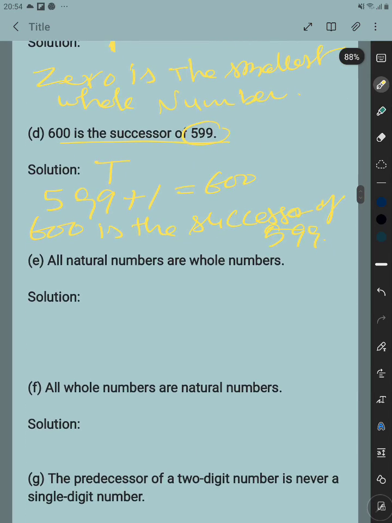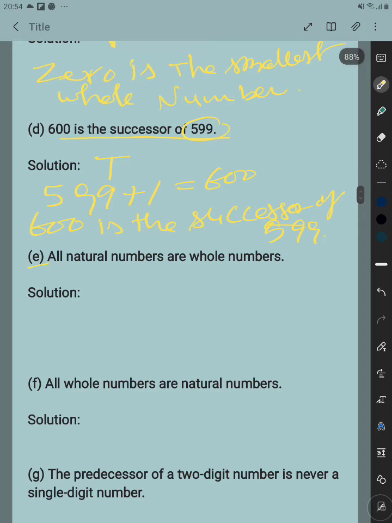Now we have part E. All natural numbers are whole numbers. What do you think about this? This is true. Why? Natural numbers start with 1. It starts with 1, 2, 3, 4 and so on, and whole numbers start with 0, 1, 2, 3. So this is true because all the natural numbers come in whole numbers also, and whole numbers have 0 as extra. So this is true.